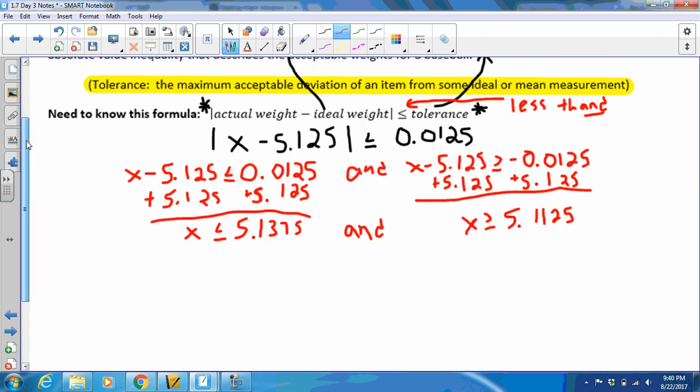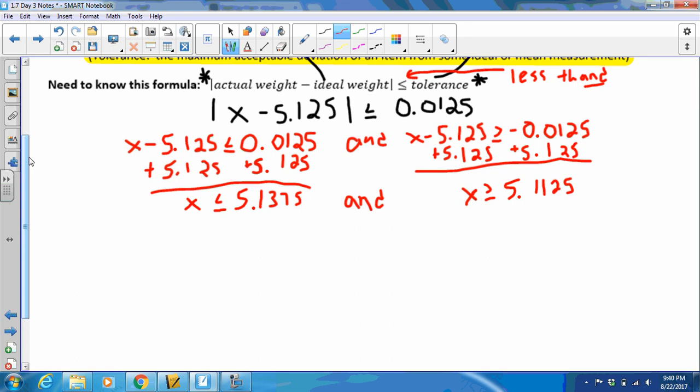Now we're going to treat this like the original inequalities we saw the other day. Because you're going to write your answer in interval notation, and because we have equal symbols, we're going to use brackets. We list the smallest number first, because this is our lower limit. 5.1125 is our lower limit, or the lowest amount of weight the baseball can weigh. Our highest limit is 5.1375, because it is the biggest number of the two.